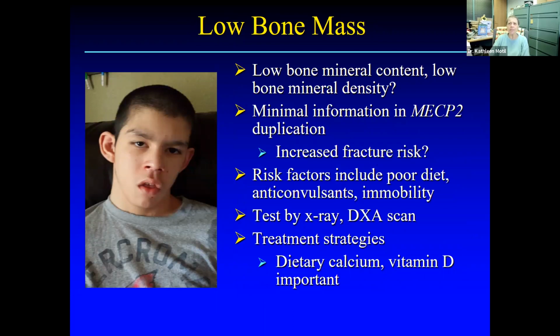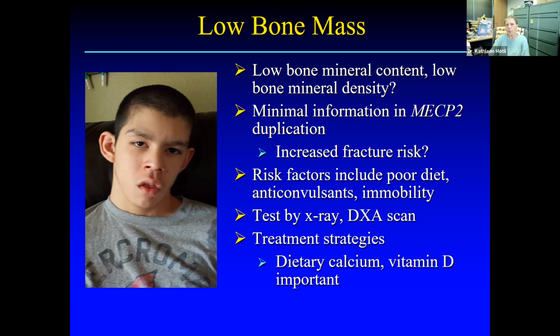Low bone mineral content and low bone mineral density, we really don't have good numbers in our children with MECP2 duplication. At one point in time, we attempted to do some studies using ultrasonography, but we found that the measure of just using ultrasound was really not good enough compared to the DEXA scans. The DEXA scans are difficult to do because we really need to have our children lie very still and not move underneath the DEXA scanner. And that's often difficult for our children to perform.